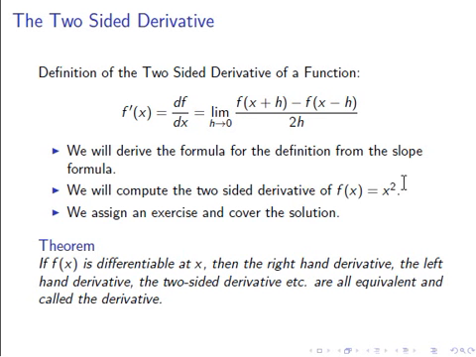Today on Math with Rob, we're going to discuss the two-sided derivative. We'll define the two-sided derivative in terms of the difference quotient as the limit as h approaches 0 of f of x plus h minus f of x minus h over 2h. We'll derive the formula for the derivative from the slope formula, and we'll compute the two-sided derivative of f of x equals x squared. Finally, we'll assign an exercise and cover the solution.